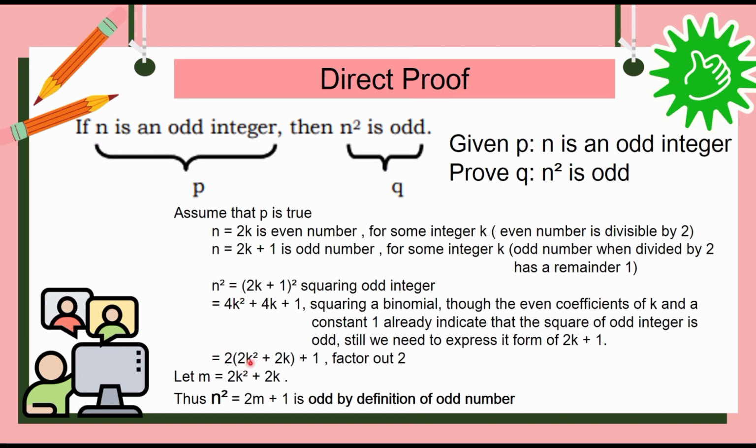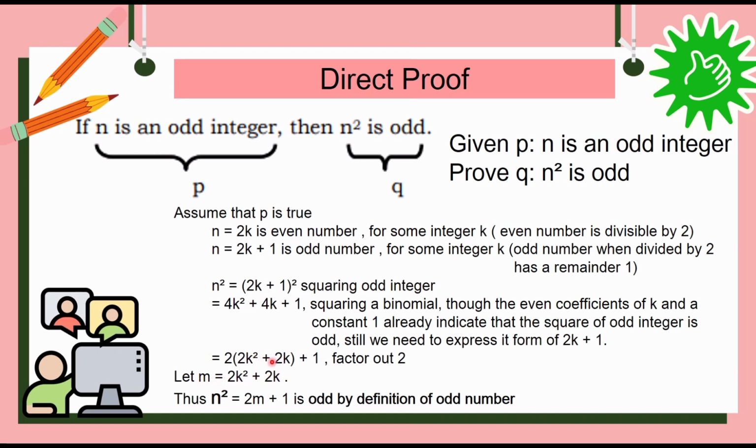4k divided by 2, we have 2k. And then plus 1. And then let us have the representation. Let's say, let m is equal to 2k squared plus 2k. Ito yun, yung nasa loob.